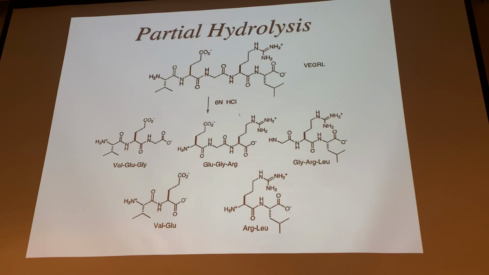So you can get Val-Glu-Gly, which is this fragment right here, hydrolyzing that one. Or you can hydrolyze here and get this one off, and then that one off, and get this one. So all these different fragments can come off, but their sequence is maintained in these smaller fragments. And that's what I want to show you.